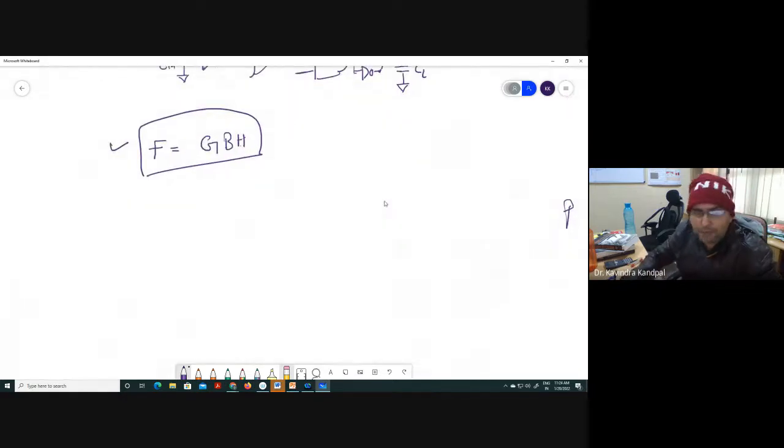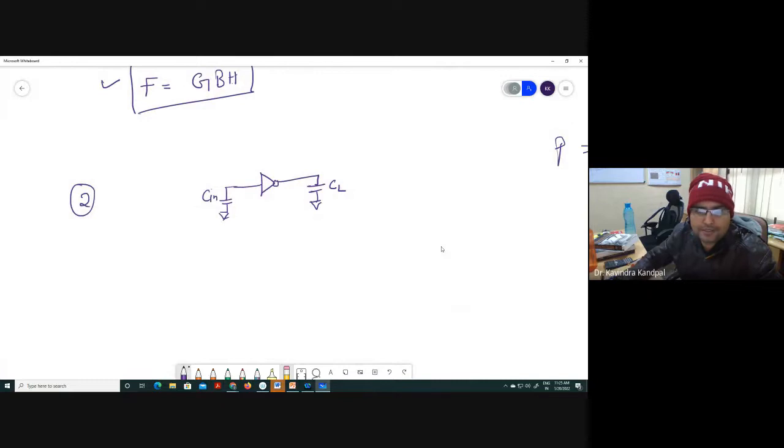The second point I would ask you right now, if I do have one inverter, this is a load capacitance CL, this is the input capacitance C in, right? And let's say this is my X input, it happens to be X bar. And I do have an alternate implementation of the circuit like this. But still I will get X bar, yes or no? Yes, sir.